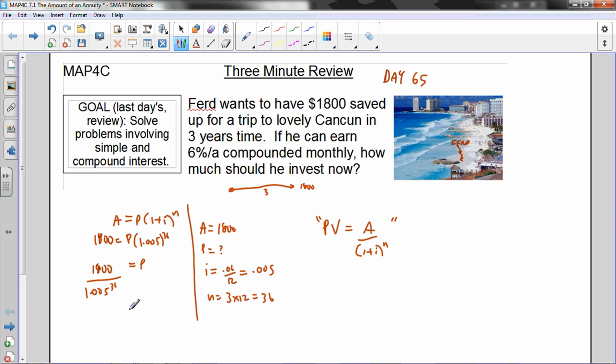However you like to do these, there's lots of ways. And then I get how much Ferd has to invest right now, which is, what, $1,500. So Ferd would invest $1,500 now. Dandy, and that's what we did yesterday.